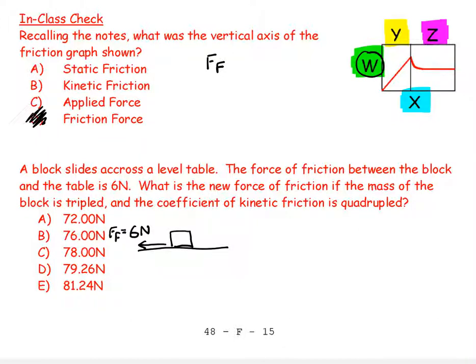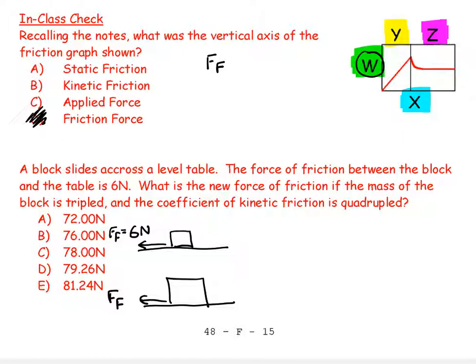What is the new force of friction if the mass of the block is tripled and the coefficient of kinetic friction is quadrupled? Oh, so this is asking you to be able to do ratios. Sometimes physicists and engineers don't know what the original value is, but they know they doubled something, or halved something, or tripled something. And so it's important that we can actually deal with ratios. And basically the layout is the issue.